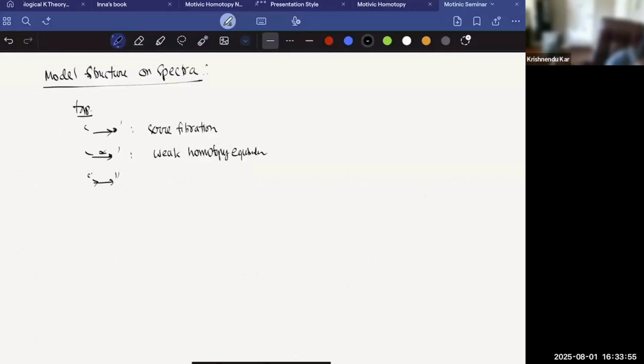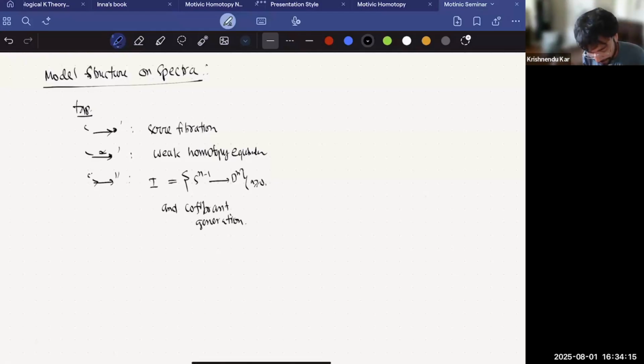for that we have found a generating set of I cells, for n greater than or equal to 0, and take the cofibrant generation. Right? I mentioned most of the model categories we will care about are all cofibrantly generated. So is spectra. So for spectra as well, let's start with your fibrations first.